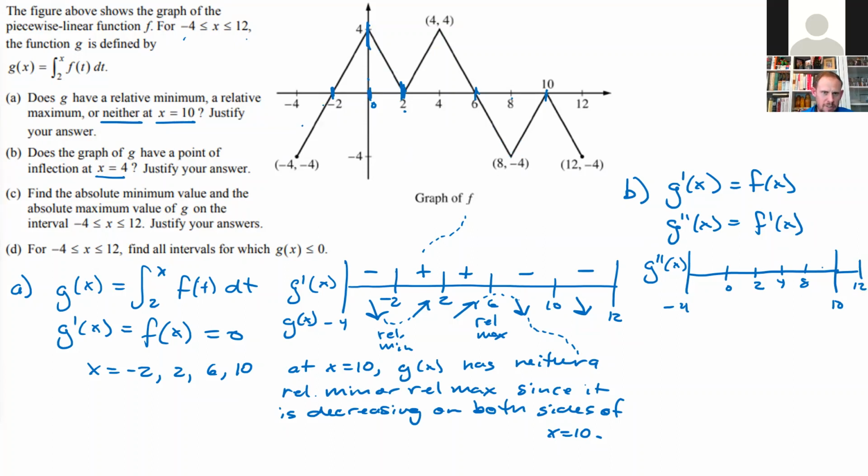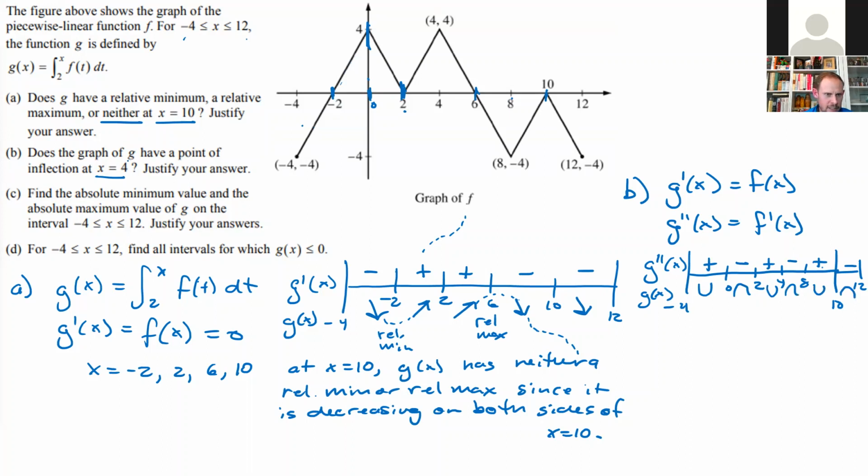So we start off with this function increasing, so g double prime will be positive. Then we're decreasing, then increasing, then decreasing, then increasing, and then decreasing. So that means g of x will be concave up, concave down, concave up, concave down, concave up, concave down.